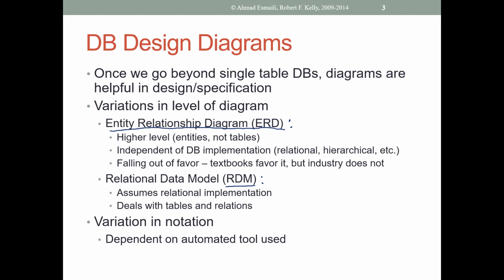So in RDM, when you create an RDM, it is assumed that the design you're making will ultimately be implemented in the relational model. So I'll say that the relational data model is specific to relational implementation, whereas an ER diagram may be used to create a design which may not use the relational model for its implementation. In other words, the ER model is more generic, whereas the relational data model is more specific to relational databases.